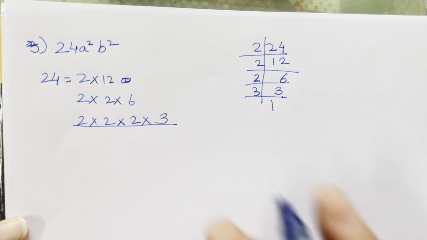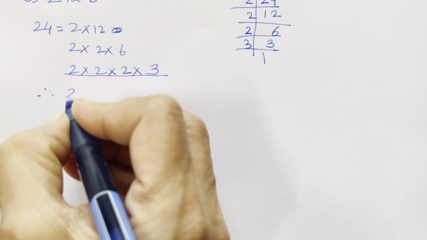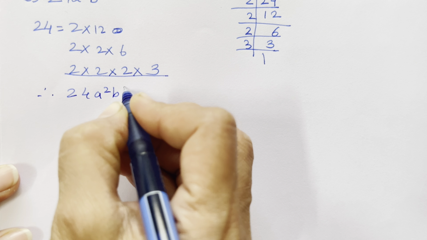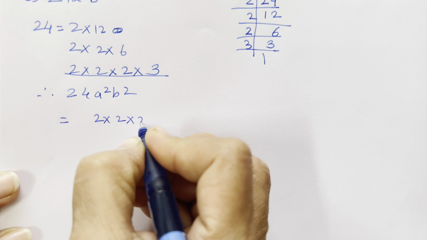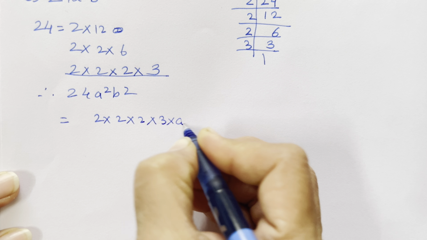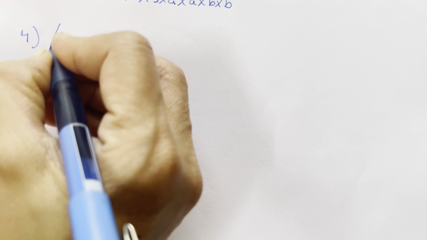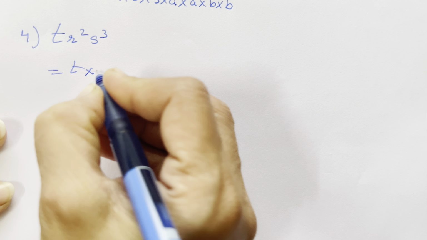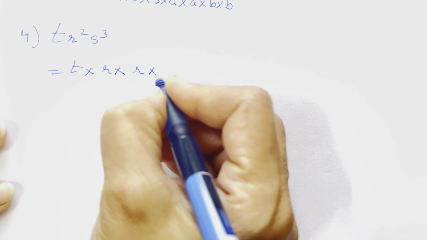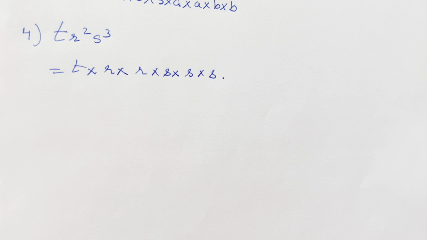So this method and the earlier method are one and the same. You can follow any one. Therefore, 24a square b square is equal to 2 into 2 into 2 into 3 into a into a into b into b. Now the last sum is tr square s cube, which is t into r, because there is no number, so you can directly write it in the product form.